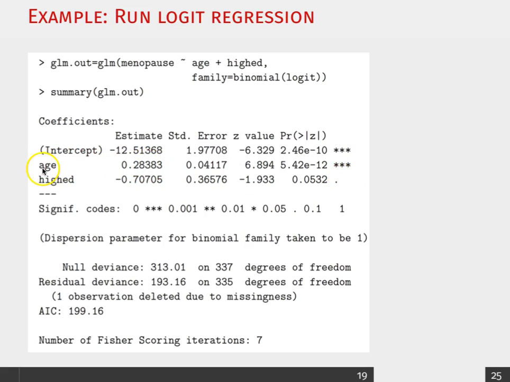First, looking at age, we see that there is a positive and statistically reliable relationship between age and menopause, which is pretty clear, right? The older a woman gets, the more likely she is to experience menopause. The same cannot be said, though, for the estimated coefficient for higher ed. So in this case, when we go from lower to higher ed, we actually decrease the likelihood of menopause.